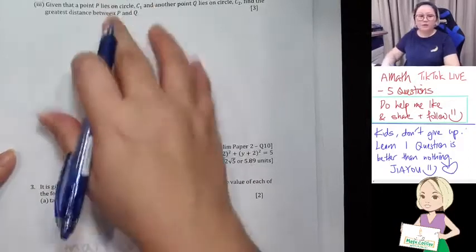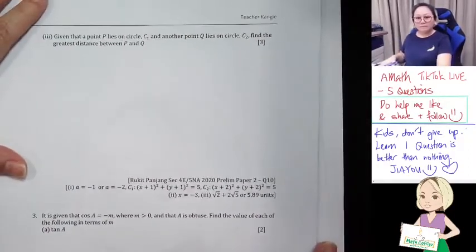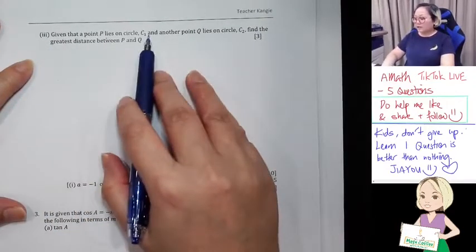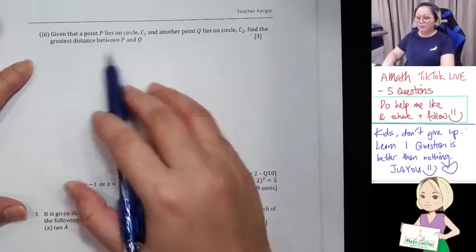Okay, come, this one is a tough one. Okay, they say given that a point P lies on the circle C1 and another point Q lies on the circle C2, they say find the greatest distance between P and Q.